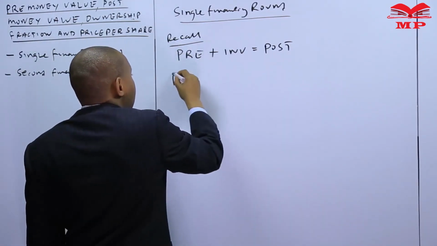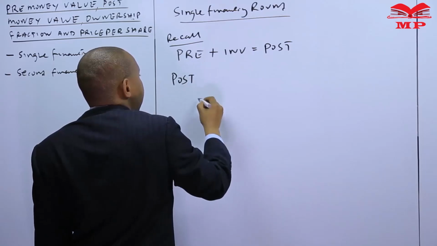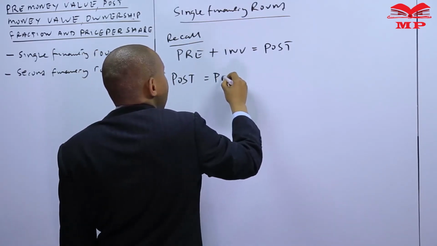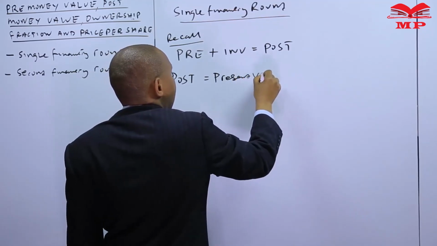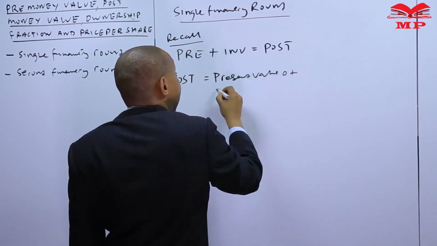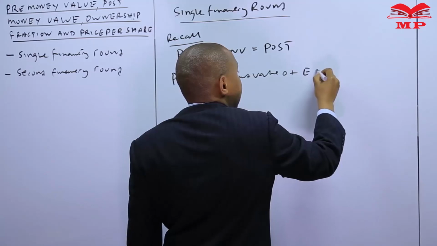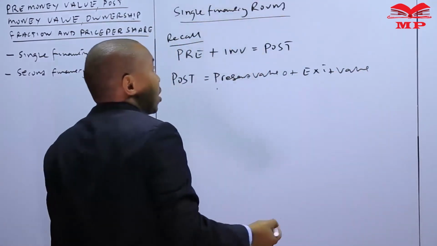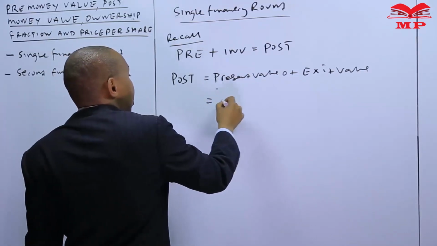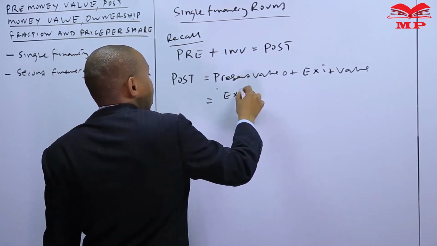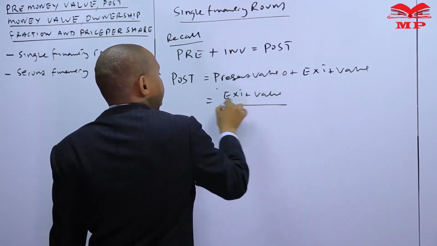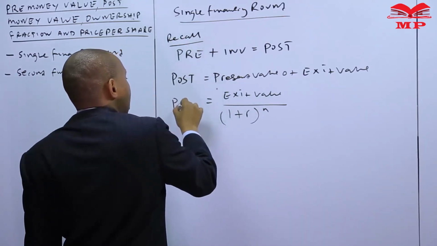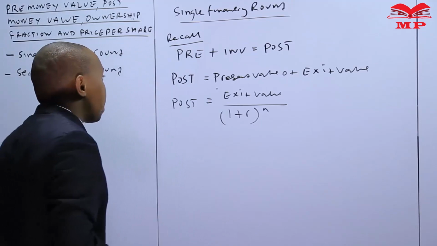Now, post-money value is given as the present value of the exit value. So what we're saying is that it is just the exit value divided by (1 plus R) to the power n. That is what we are saying is the post-money value there.